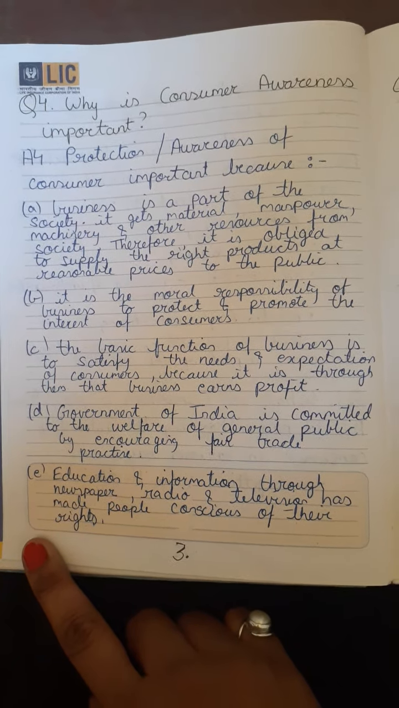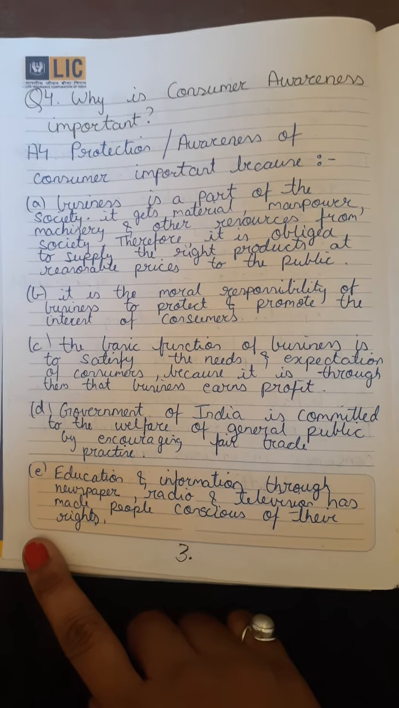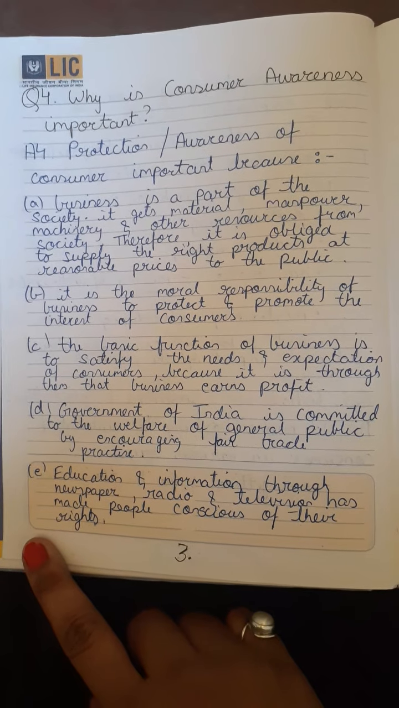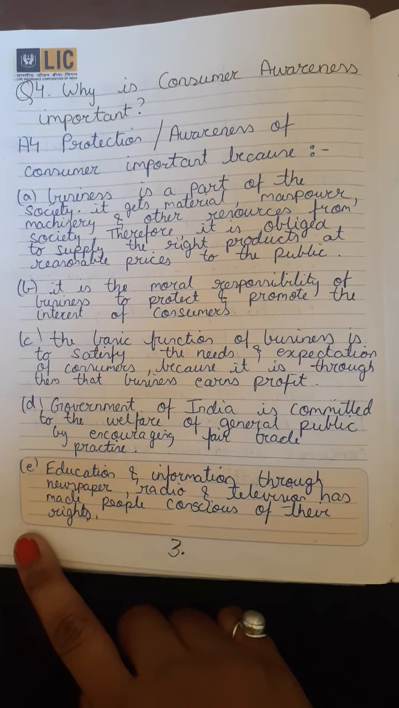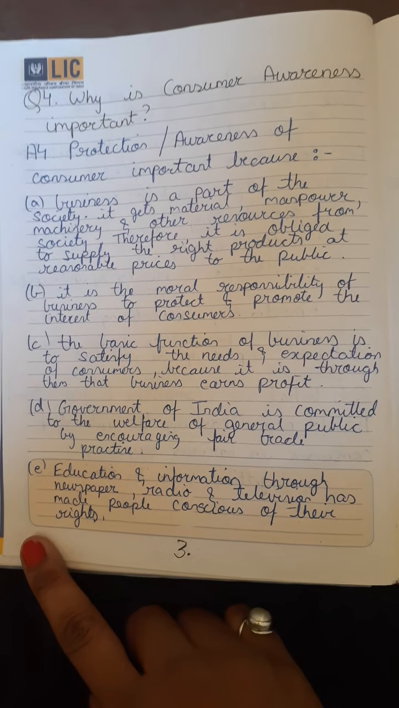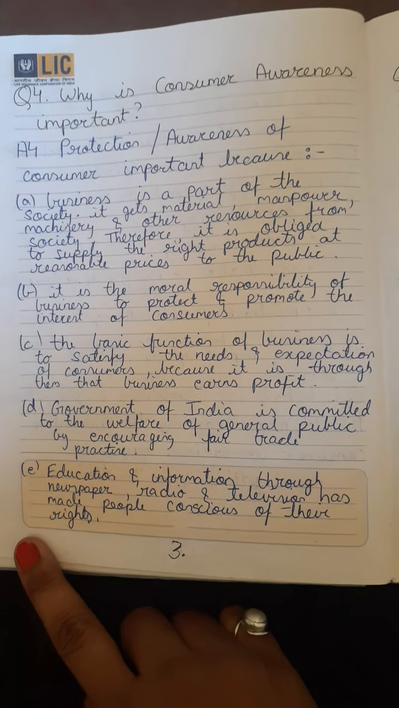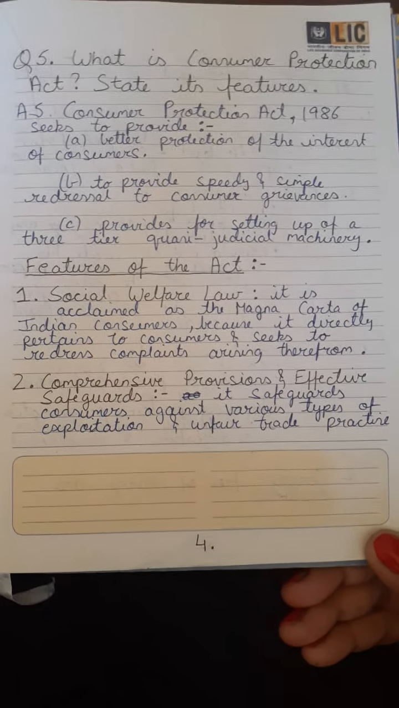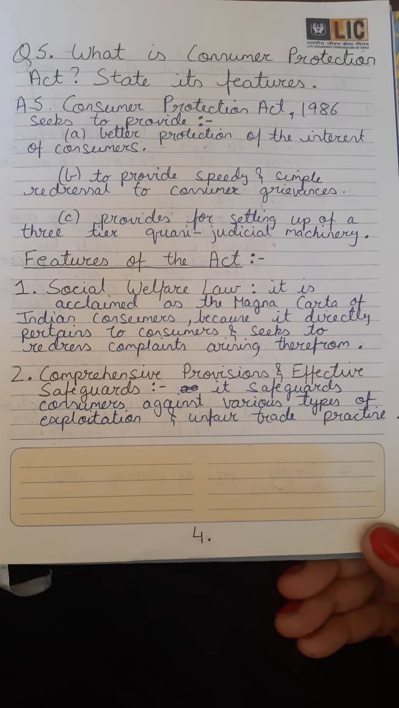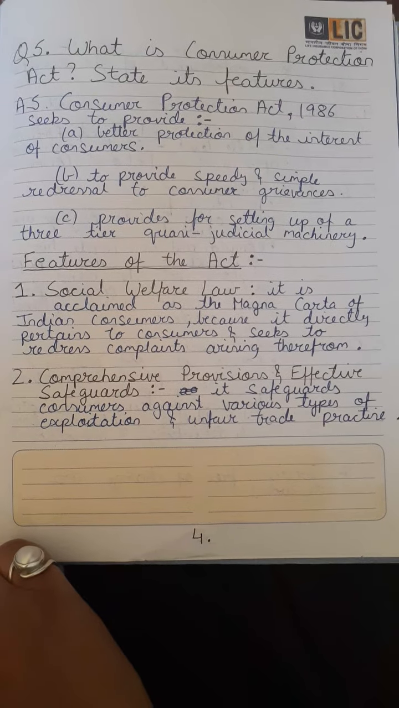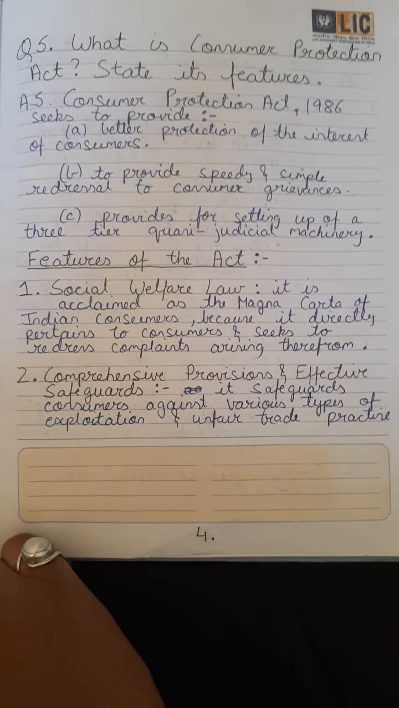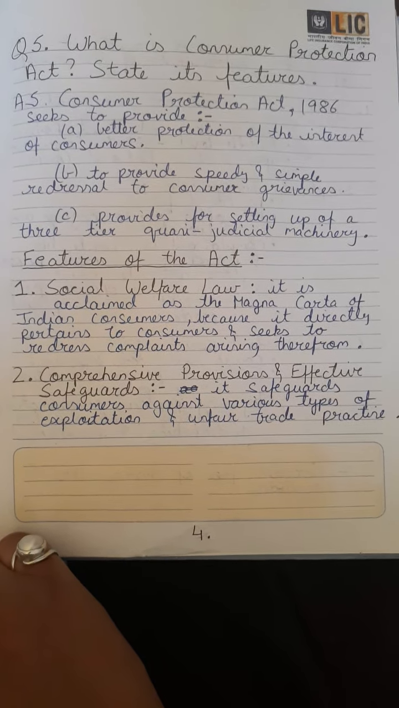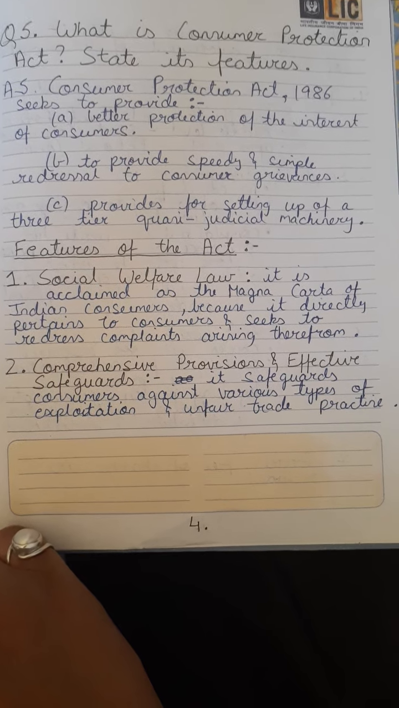That makes a third point. Government of India also plays a very important role in the welfare of general public, and they do it by encouraging fair trade practice among business organizations. Consumers are educated and informed through newspapers, radio and television that makes people conscious of their rights. Thus, to protect consumers' rights, Consumer Protection Act was established in 1986. This act basically seeks to provide protection of the interest of consumers, to provide speedy and simple redressal to their grievances or problems, and it also provides for setting up of a three-tier quasi-judicial machinery.